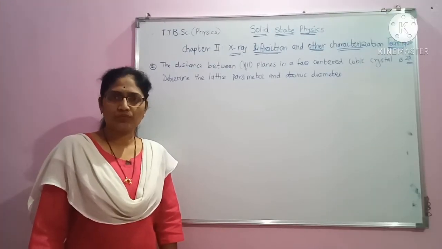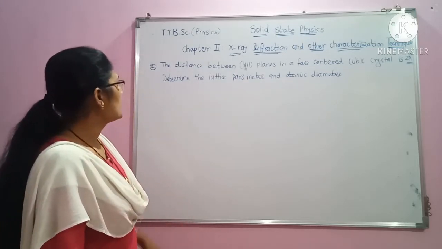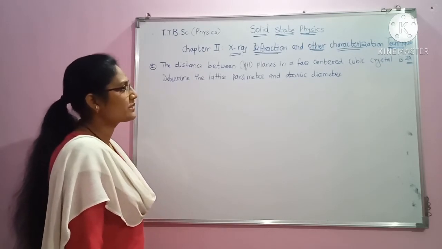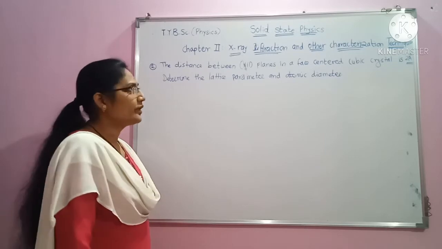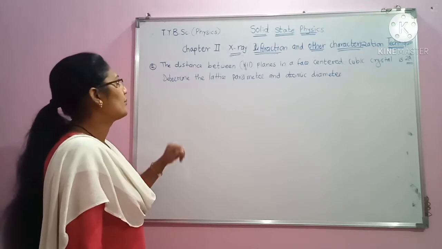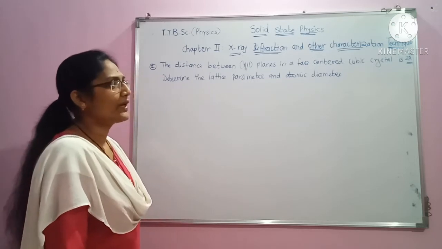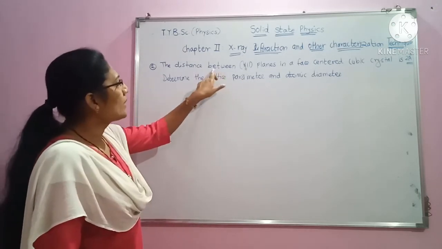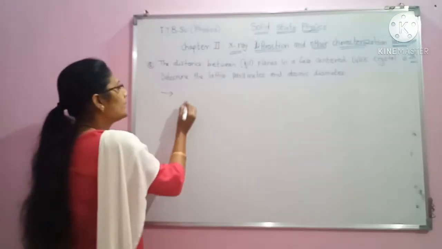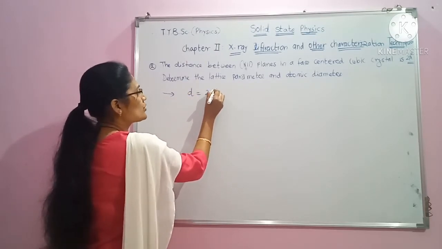Students, let's try to solve one more example based on crystallography. Our example is: the distance between planes in a face-centered cubic crystal is 2 angstrom. Determine the lattice parameter and atomic diameter. Distance between planes means that value is the interplanar distance D, which is given as 2 angstrom.